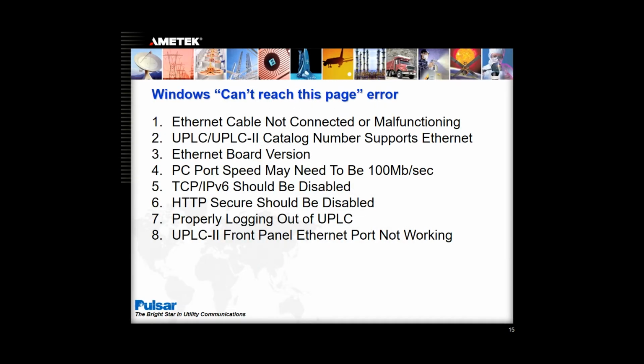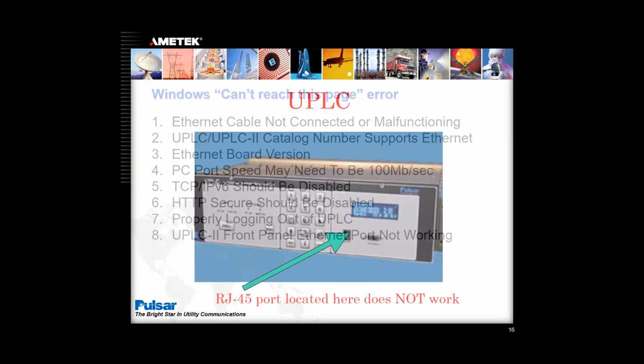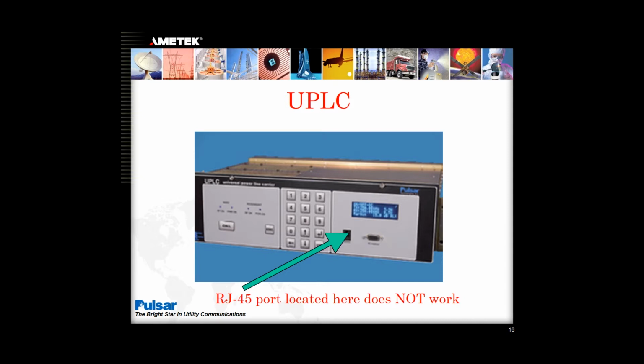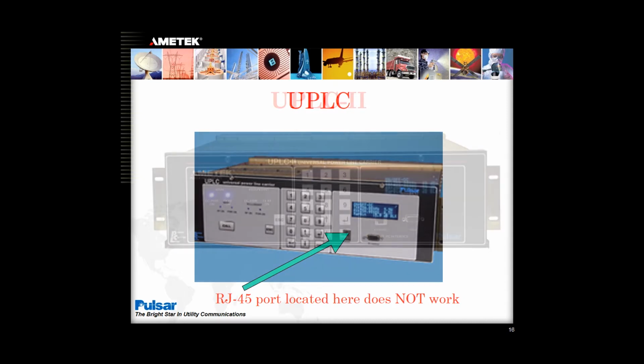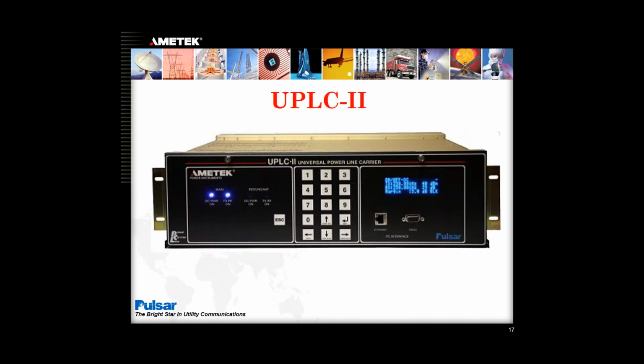And finally, 8. If you are trying to access an UPLC-II and the rear RJ45 port works, but not the front panel RJ45 port, this may be due to one of the following issues. Verify you are not trying to connect to the front panel Ethernet port of an older UPLC with the gray front door panel. Only UPLC-II with the black front door panel can support front port Ethernet.